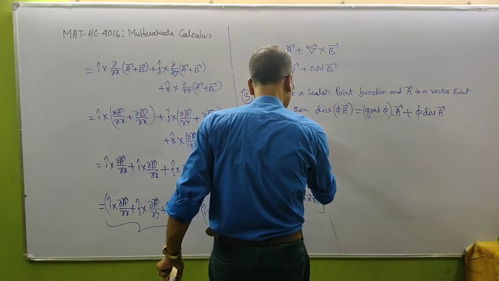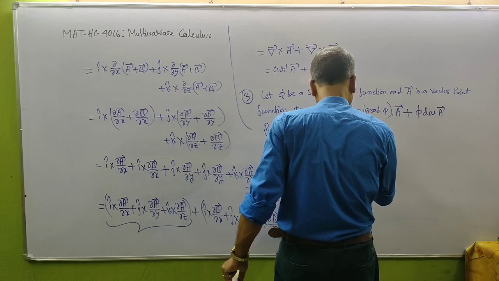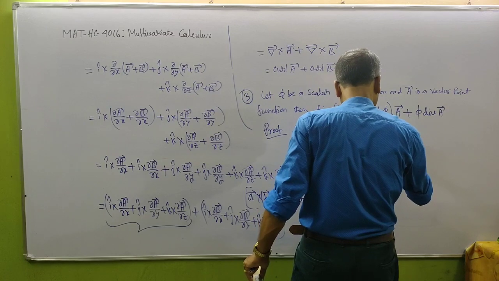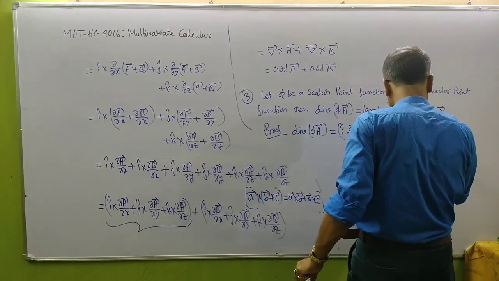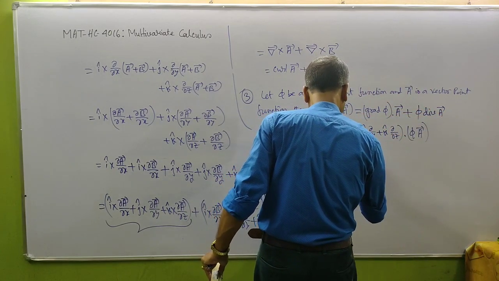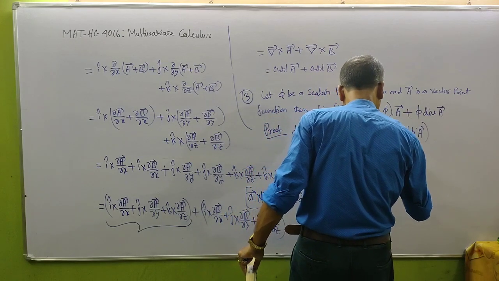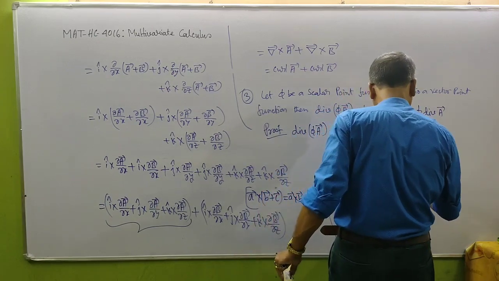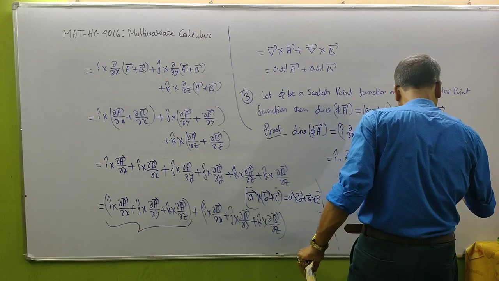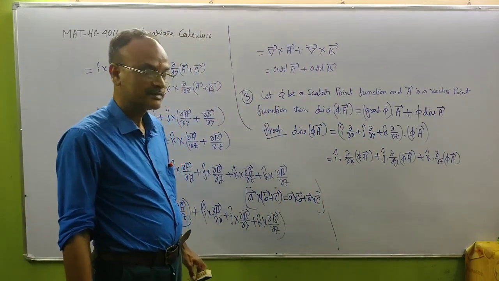Prove: divergence of phi A vector. This is equal to (i cap ∂/∂x plus j cap ∂/∂y plus k cap ∂/∂z) dot product phi A vector. This is equal to i cap dot ∂/∂x of phi A vector, plus j cap dot ∂/∂y of phi A vector, plus k cap dot ∂/∂z of phi A vector. It will be like this.